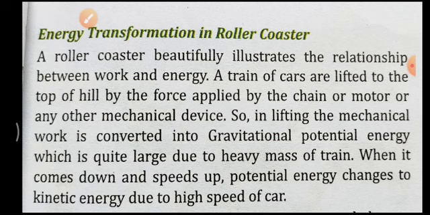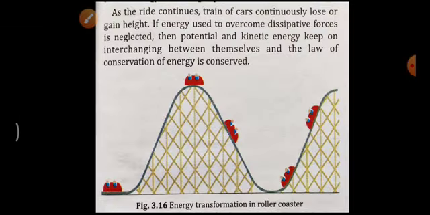So in lifting, the mechanical work is converted into gravitational potential energy, which is quite large due to heavy mass of train. As I said, if any object is situated on a certain height, then its gravitational potential energy increases. Okay, so let us see the figure, and from the figure only I am going to explain that one. Here you can see figure 3.16, energy transformations in roller coaster.